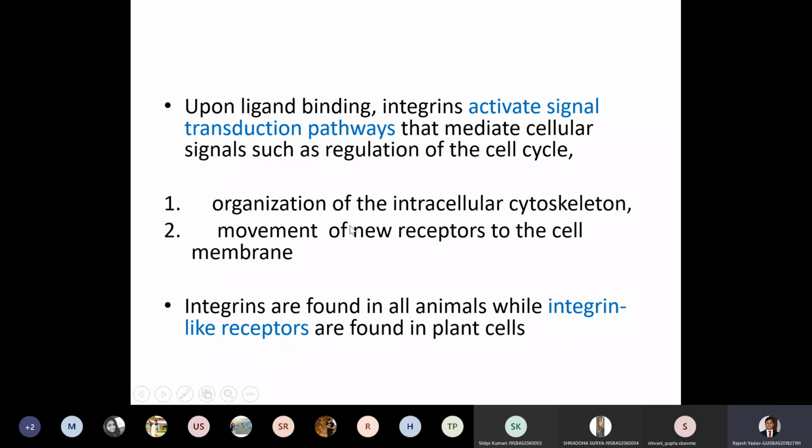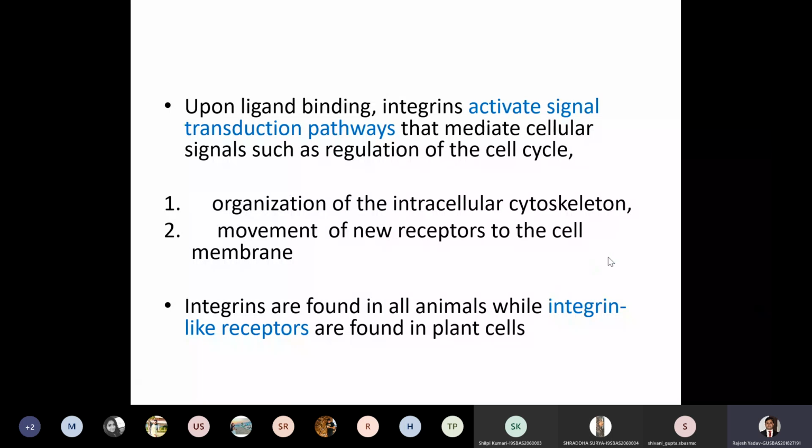Again, with the functions, one function is organization of the intracellular cytoskeleton. So integrin's role is to organize the cell's cytoskeleton properly. Another is movement of new receptors to the cell membrane, because a cell receptor is not necessarily always fixed. It may be movable, or it can work through another receptor or a linked receptor. The signal goes from outside to inside or inside to outside.